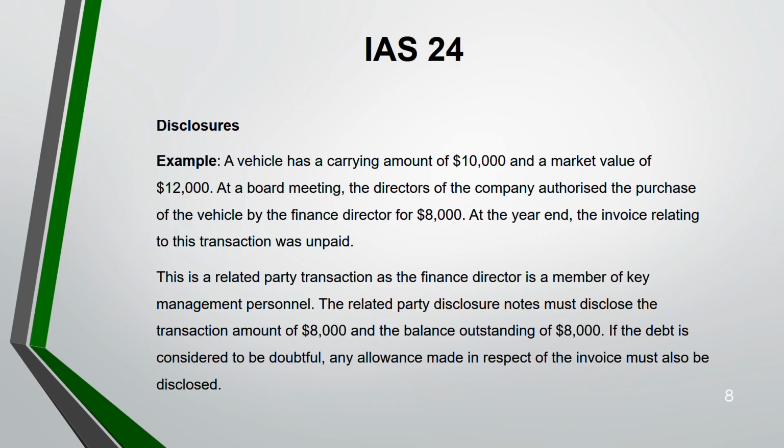This is a related party transaction. Why? Because the finance director is a key management personnel. So it's very important for you to identify who are key management personnel and who are not. Okay. So this related party disclosure note should disclose the transaction amount of 8,000 and also the balance outstanding of 8,000. If the debt is considered to be doubtful, you have to make the allowance regarding the 8,000 invoice. This also you have to disclose.